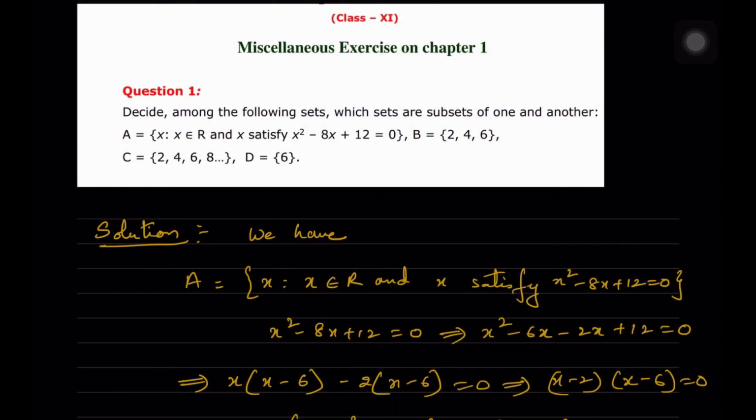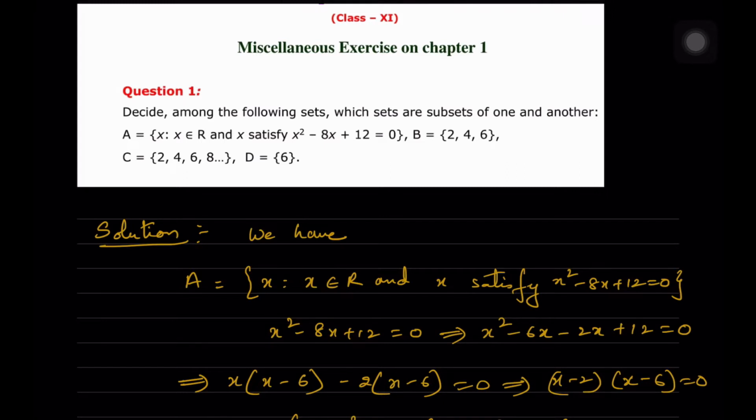Sets, miscellaneous exercise in chapter 1. We'll see what is question 1. Decide among the following sets which sets are subsets of one another. A is equal to {x such that x belongs to R and x satisfies x square minus 8x plus 12 equal to 0}. B is equal to {2, 4, 6}. C is equal to {2, 4, 6, 8}. D is equal to {6}.